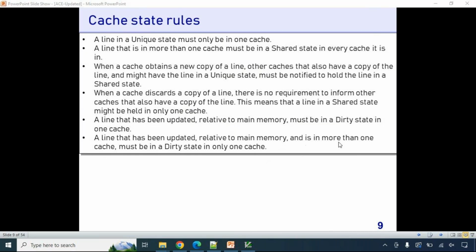Next. A line that has been updated relative to the main memory and is only in one cache, the dirty state is only in that one cache in that case. So these are the basic cache line state rules.